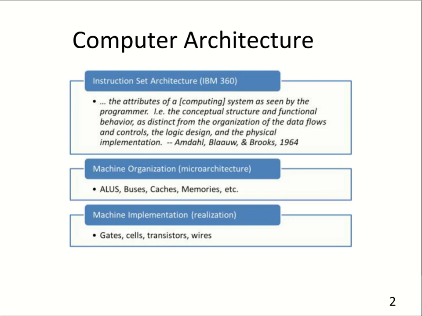Digging even deeper than that is the machine implementation layer, or the realization layer, where we actually have now gates, cells, transistors, wires that are used as building blocks to implement all of the blocks that are described in the machine organization level description of the machine.